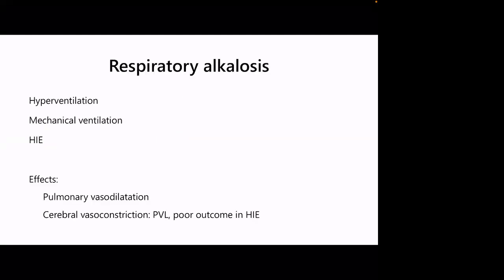Then respiratory alkalosis can happen with hyperventilation or inadvertent high tidal volume in mechanical ventilation, and in patients with HIE who are in the hyperventilation phase, not in the initial phase. The effects are pulmonary vasodilatation and cerebral vasoconstriction. The cerebral vasoconstriction has poor effects on neurological outcome. It can lead to PVL, especially in preterms, and poor outcome in HIE in term babies. So we have to prevent respiratory alkalosis for a good neurological outcome.